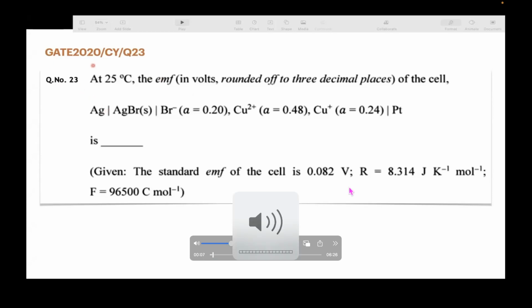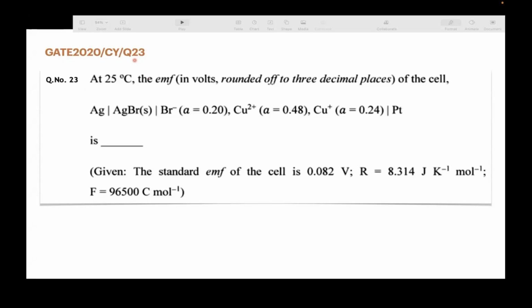Hello everyone. Today I will be solving GATE 2020 question set of chemistry. In this video I will be solving question number 23 carrying mark 1. So this question states that at 25 degrees Celsius, the EMF of the cell, the given cell is question mark. We are given the standard EMF E naught of the cell 0.082.